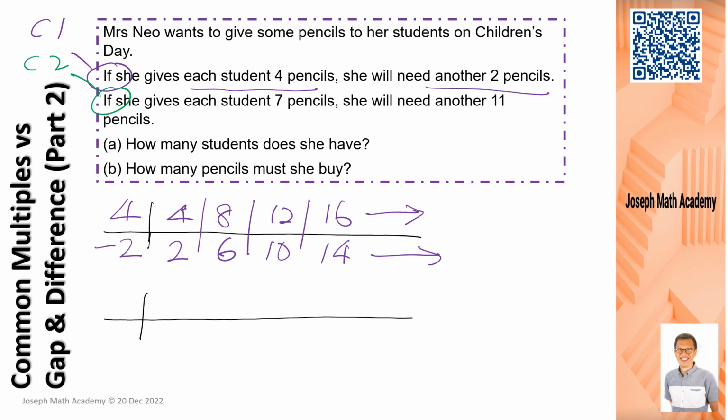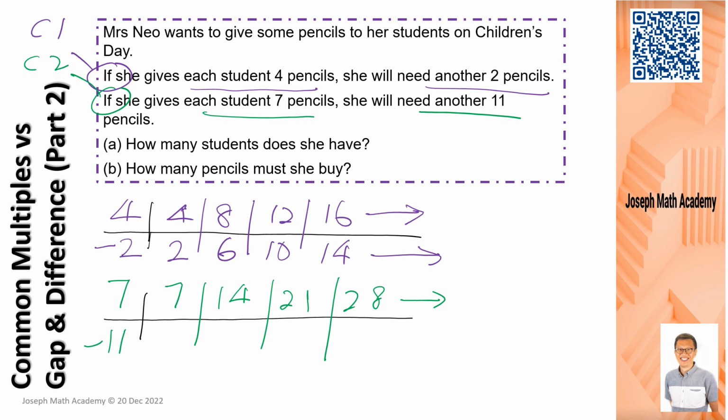Okay, let's take a look at case 2. Now, case 2, everybody receives 7 each. So we have to list the 7 times table. Alright, now short of 11, so minus 11. So 7 cannot minus 11. That will give you a negative 4. It's okay, we block it out. Alright, it's a secondary school concept.